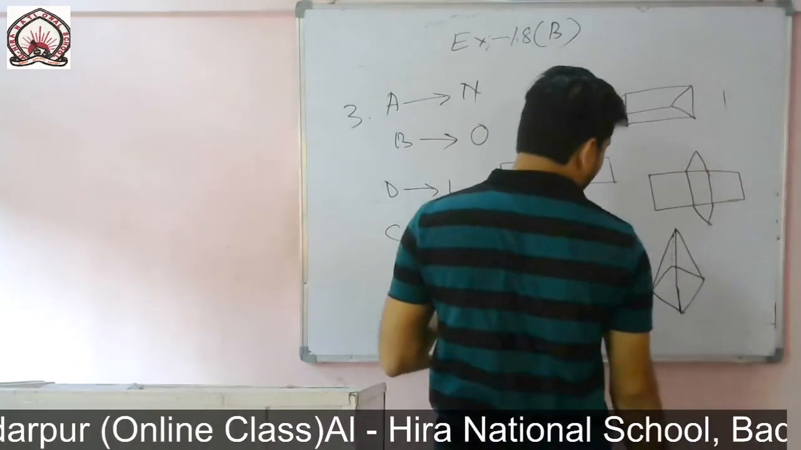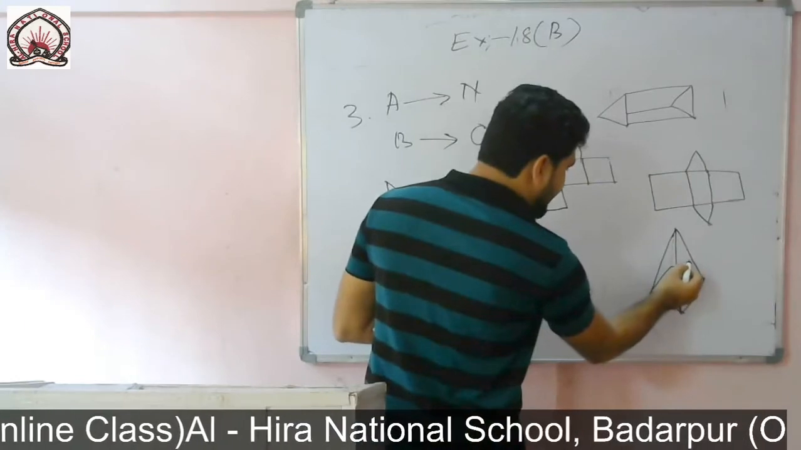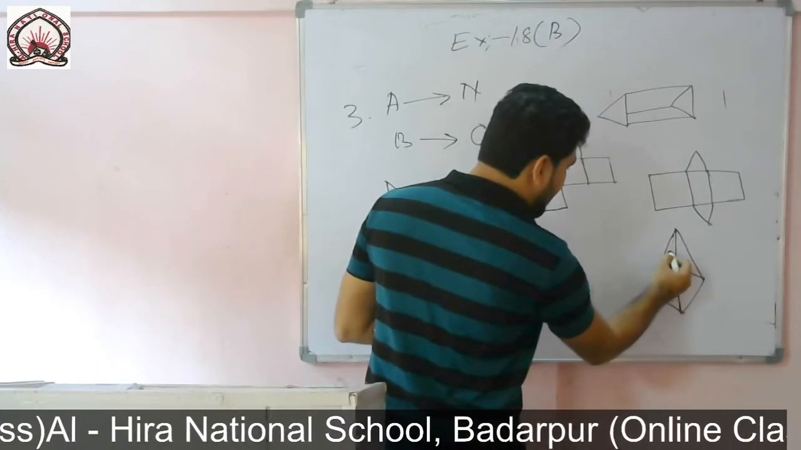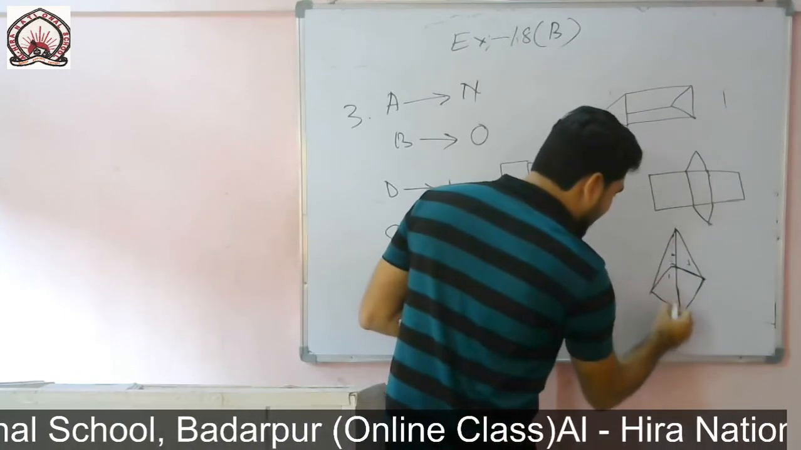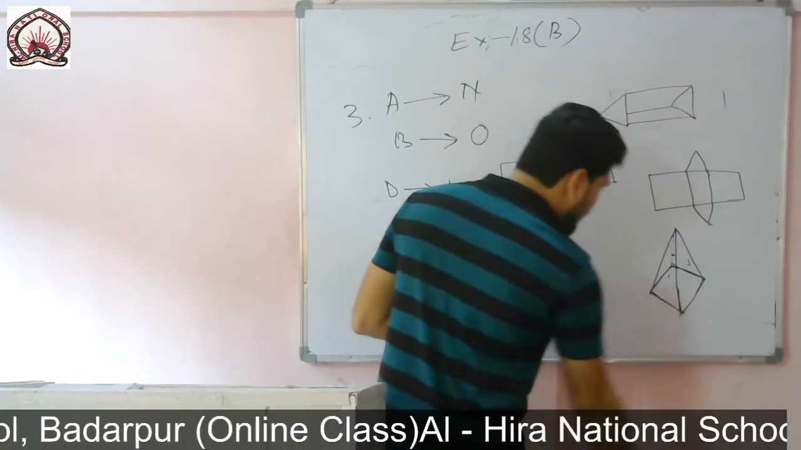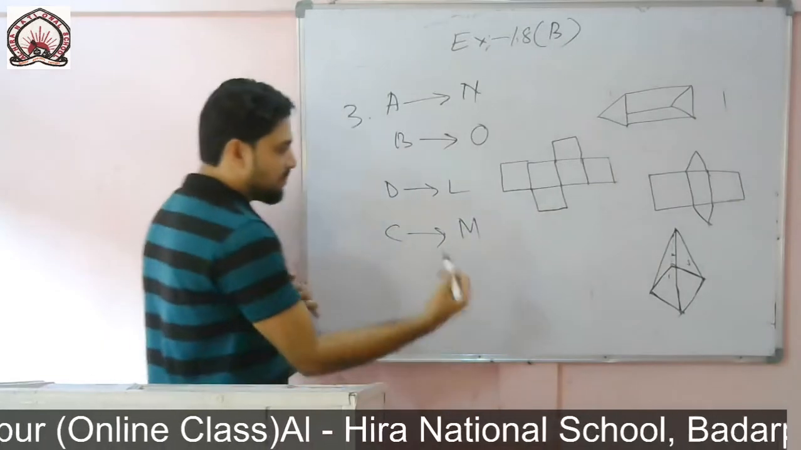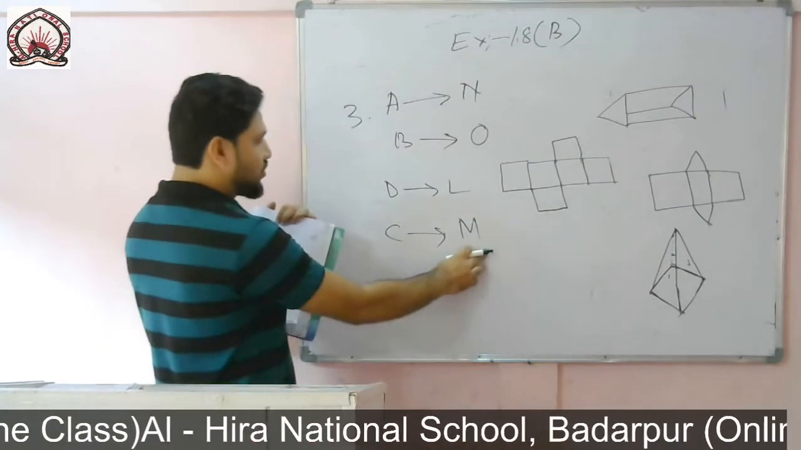Okay, it will be like this. So 3 sides, 1, 2, and another is what? Here 3 sides and 1 square. Size what? Bottom. So C will match with this one.